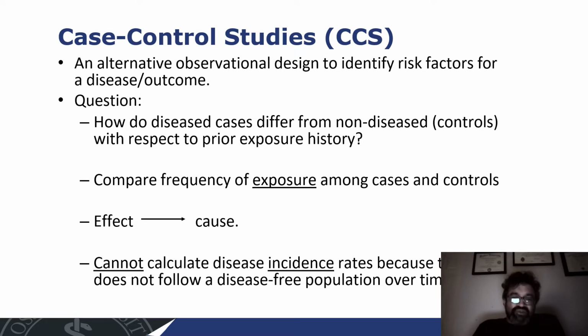So the question is: how do diseased cases differ from non-diseased controls with respect to prior exposure history? So you compare the frequency of exposure. You go back and compare the frequency of exposure among cases and controls, and then the effect and cause. You can't calculate disease incidence rates because it does not follow a disease-free population over time. Because you can't tell time, you can't tell which are new cases versus existing cases.